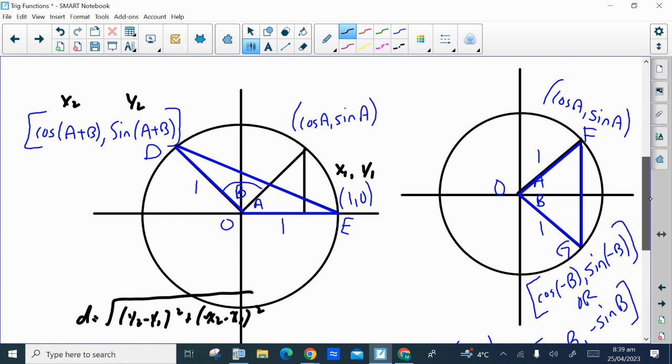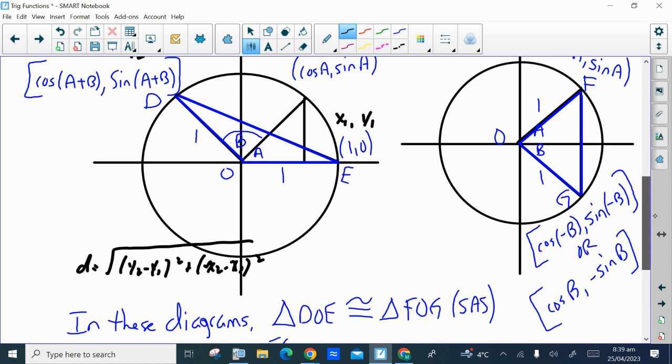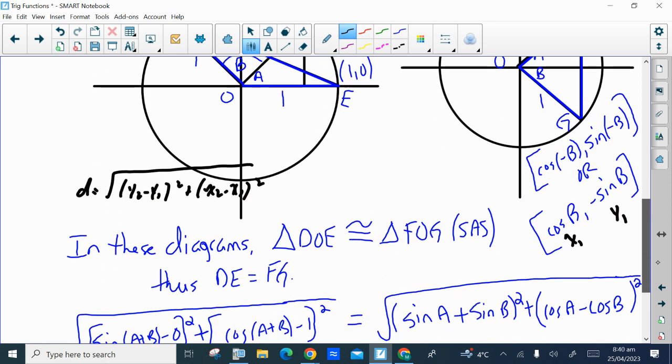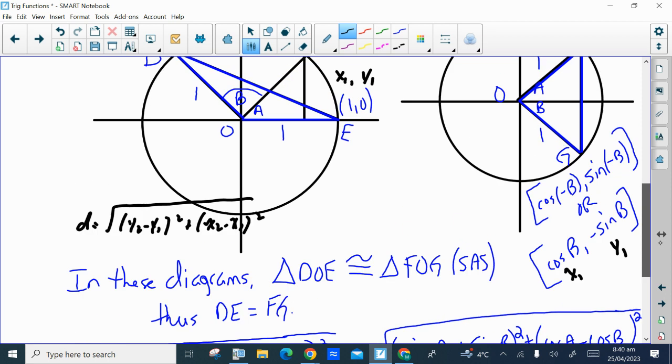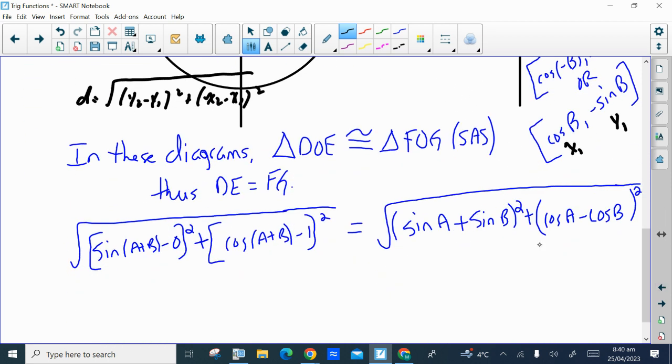If we look at this other triangle, where again, if this is point 2, there's x2 and y2, and then this is point 1, so that's x1 and y1. So y2 minus y1 would be the sine of a minus the negative sine of b. x2 minus x1 would be cos a minus cos b. And so that's what this expression here says. That's an expression for the length of FG. And again, these two are equal because they are congruent triangles.